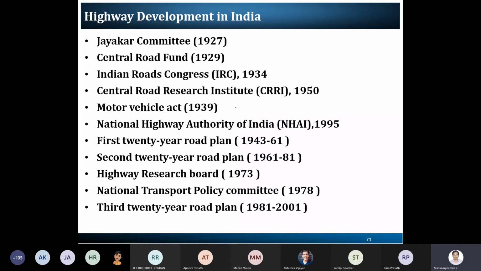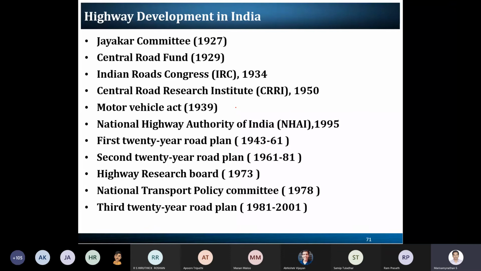For example, when the Central Road Fund was introduced, the options might be 27, 29, 39, 47. I have observed this kind of question in many competitive exams, GATE as well as civil service exams. So it is a highly suggested slide, or topic, to keep in mind: how highway development in India happened. It is also part of your curriculum, so it serves a dual purpose. I will cover this very quickly, probably one or two in today's session, and the remaining in next week's session.